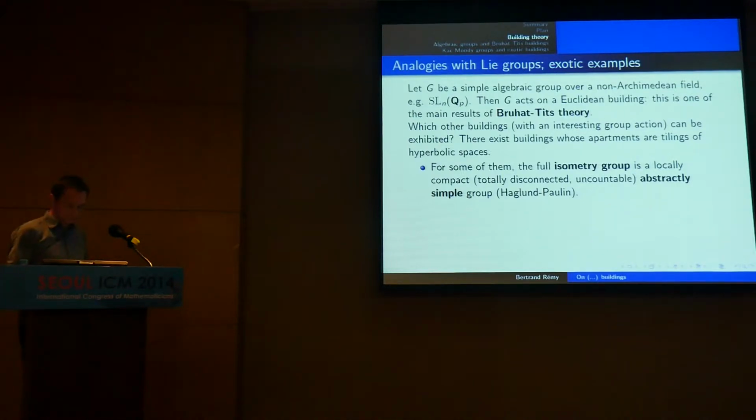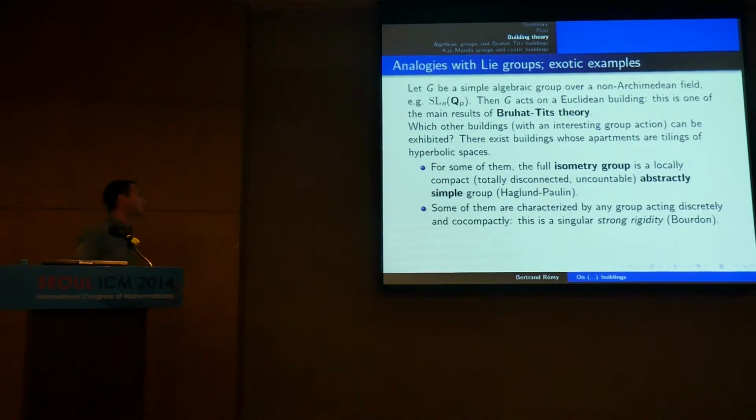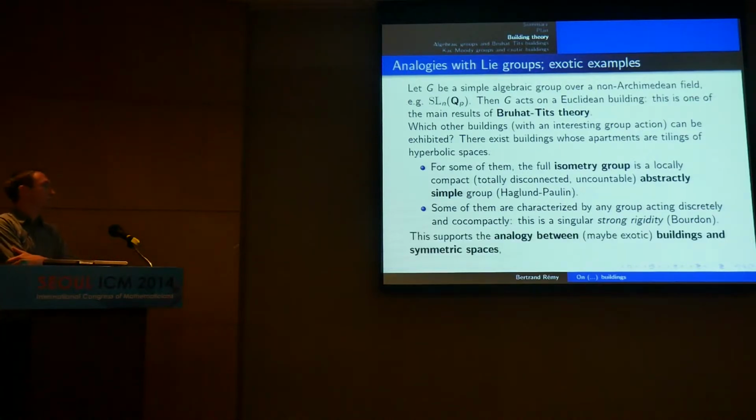So this is an encouraging result for group theory, and for geometric group theory, for the study of actions of groups on metric spaces, there was an analog of Mostow's strong rigidity, in the sense that there is a family of hyperbolic buildings which are characterized by a discrete co-compact action of some countable groups. So this is an example of a singular analog of Mostow's strong rigidity.